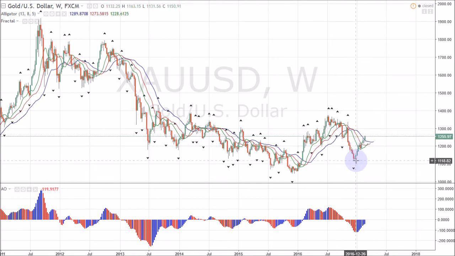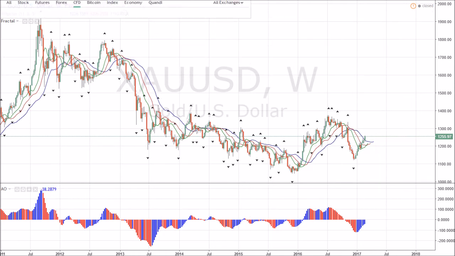So we failed to continue what was a previous downtrend. Here, we do not continue this previous downtrend. Otherwise, we would have new lows, but we don't. So if we get a fractal on the other side, we're going to follow that thing and take it long. Same is true, by the way, for silver.